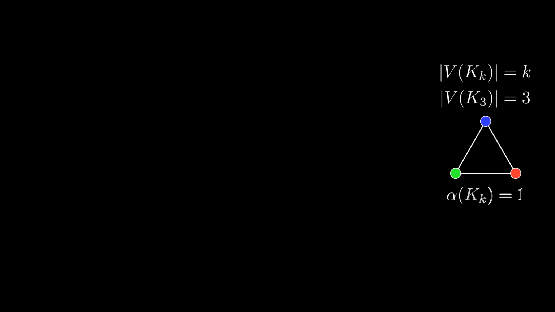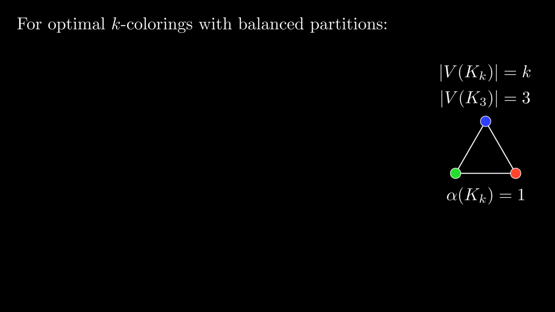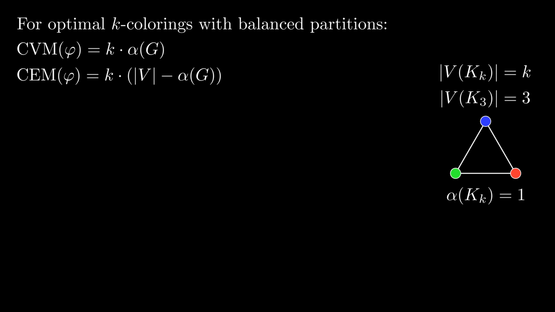Let's take a small detour. The pressure bound P under certain circumstances, which are optimal K colorings with balanced partitions, is nothing but an overly fancy independence bound. CVM will be K times alpha. In K3, K is 3 and alpha is simply 1. CEM then will be the measure of what each partition excludes, which inevitably will be all other partitions. So that's the measure of the entire graph minus 1 such partition, or alpha times K.